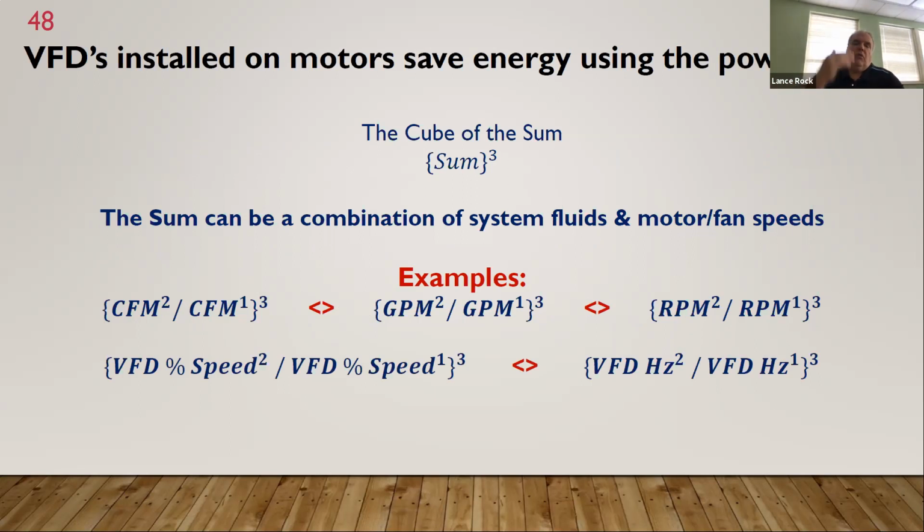And my question before we go to the next slide: if we slow a 100 horse motor down from 100% to 80%, and it was at full 100 brake horsepower, are we going to operate at 80 horsepower then? If we slow from 100 brake horse down to 80%, are we going to be at 80 horsepower? No, we're going to be at 51.2 horsepower.